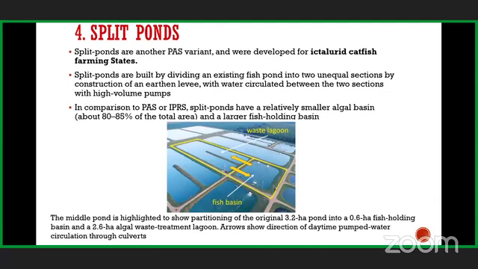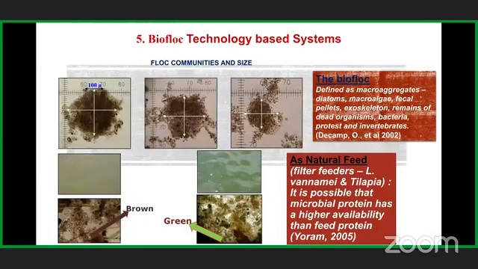Just you can see in the image that these ponds are divided from an existing fish farm into two unequal sections, and then we have constructed one earthen dike there, and the water is getting circulated throughout this. So overall water circulation is carried out. Yeah. So coming to biofloc technology, again it is a very largely popular technology developed by Yoram Avnimelech.